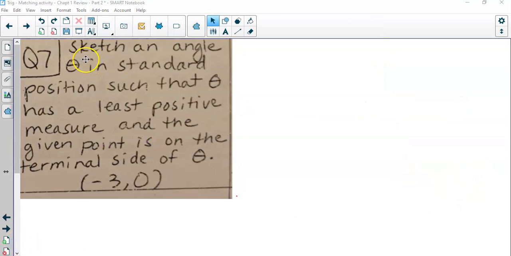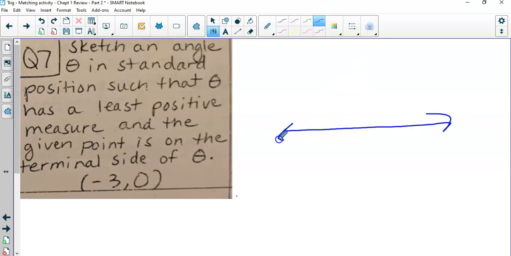Okay, this is like the last one where it says sketch an angle in standard position such that theta has a least positive measure and the given point is on the terminal side. So we're not actually going to be solving anything, just like in the last one. This time we're just sketching out that angle. So go ahead and draw your x and y axis. Draw your initial side and rotate around counterclockwise until you get to the point -3, 0.